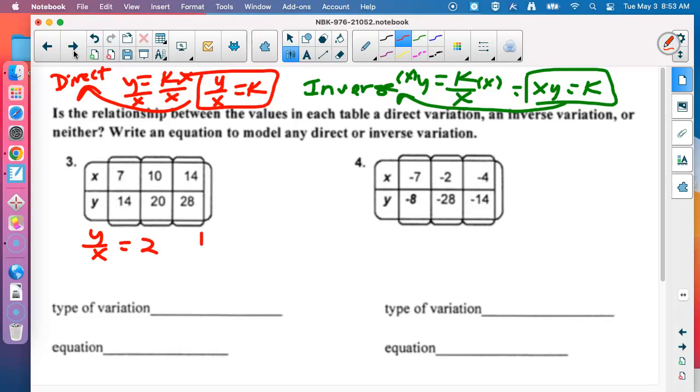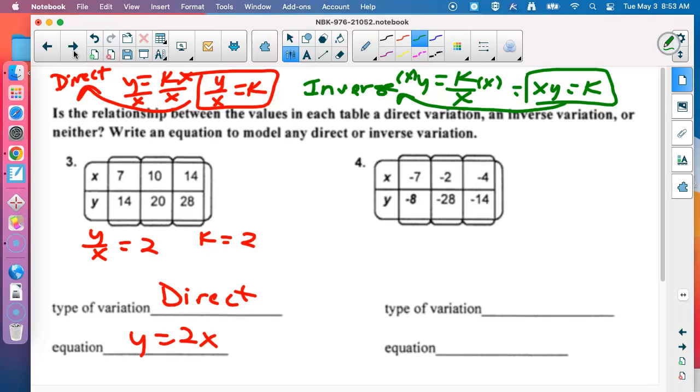So we just found k. K is 2, and we're going to write y equals 2x. Oh, I didn't put it in the right spot. Y equals 2x goes down here. Because it was which type of variation? It was direct. Fill in the blanks right.